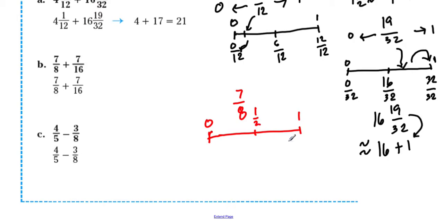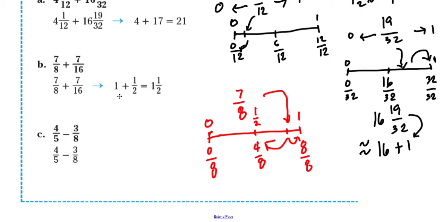An equivalent fraction of 1 with a denominator of 8 would be 8 over 8. 1/2 would be 4 over 8, and 0 would be 0 over 8. If we find where 7/8 is on our line, 7/8 is right around here. That means it's closer to 1 than 1/2. So 7/8 rounds to 1, because it's closer to 1.